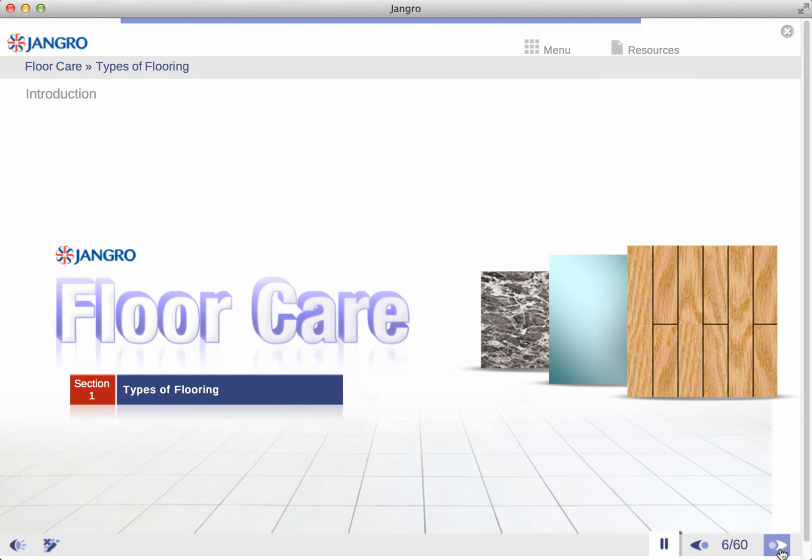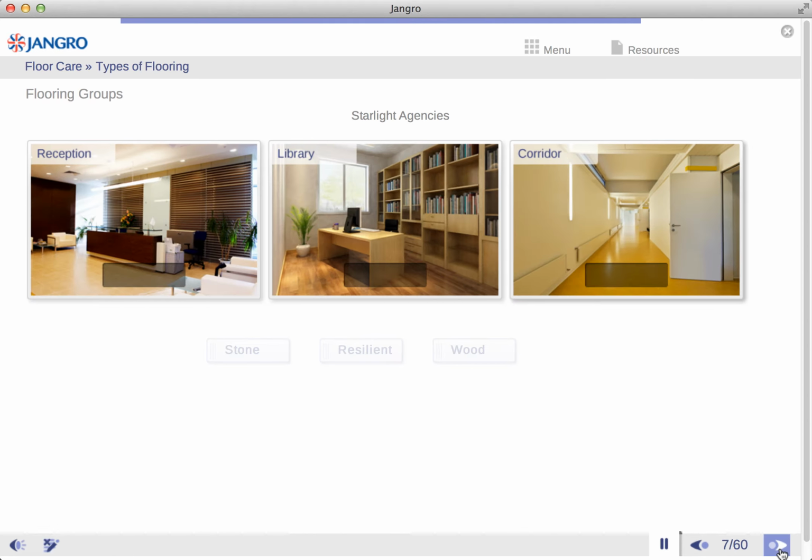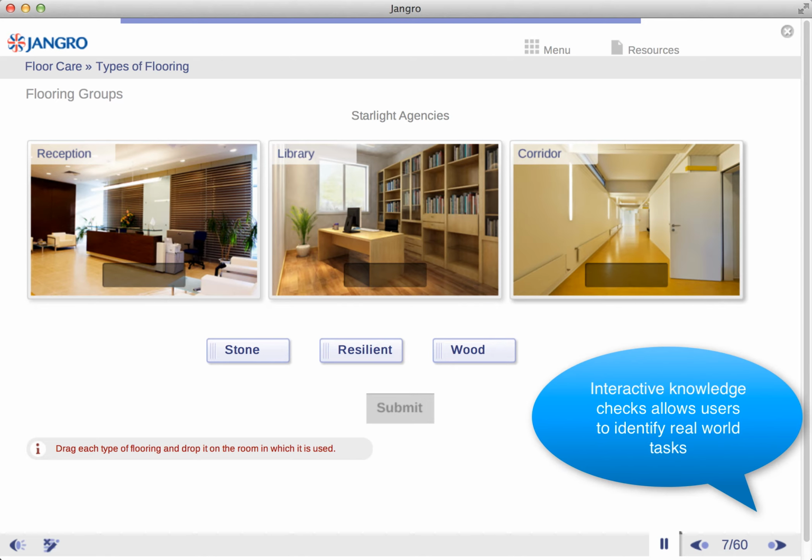Section 1. Types of flooring. Starlight Agencies has used a number of different types of flooring in their office premises. Can you identify the flooring used in each of the rooms shown here? Drag each type of flooring and drop it on the room in which it is used.